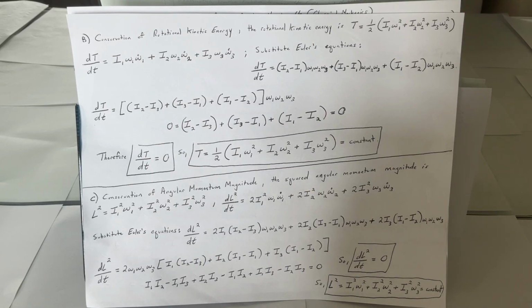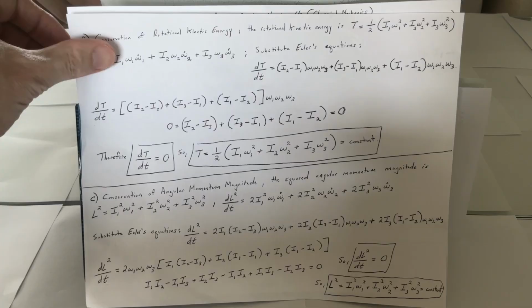So L squared is equal to I sub 1 squared omega sub 1 squared plus I sub 2 squared omega sub 2 squared plus I sub 3 squared... let me start this again. L squared equals I sub 1 squared omega sub 1 squared plus I sub 2 squared omega sub 2 squared plus I sub 3 squared omega sub 3 squared equals constant. Okay, so that is for letter C.